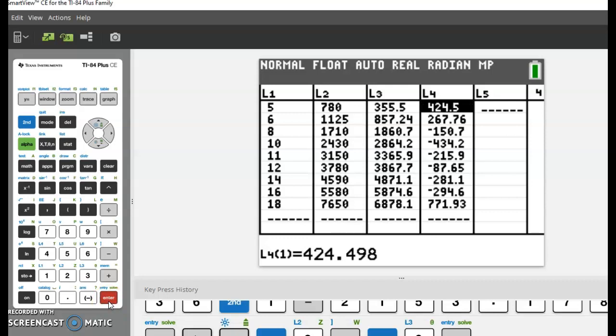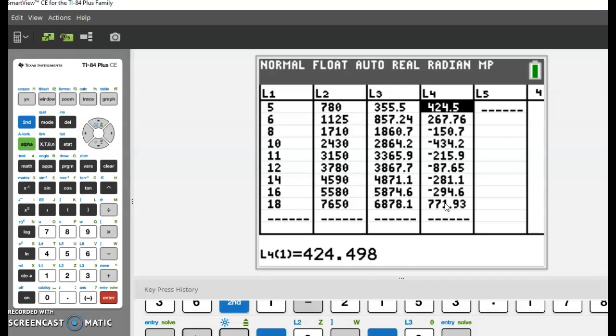Now I can answer the question on my quiz review, where it asks for the error for the 12 millimeter and the 18 millimeter. I'm going to point right here on the calculator. The 12 millimeter error is negative 87.65, so I'm going to write that down on my paper. And then my error for 18 millimeters, I look here at my table, is 771.93. Very easy to do using a calculator.